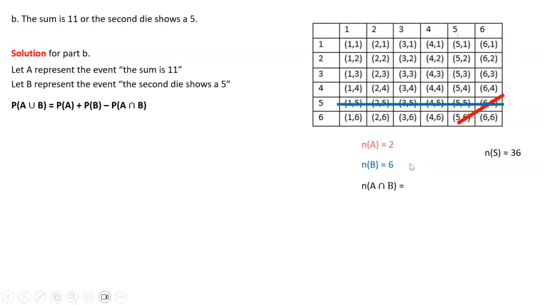Now, where do they intersect? What do they have in common? It's going to be right there. It's only one of them, so it'll be 1. Let's put it into the formula. 2 over 36 plus 6 over 36 minus 1 over 36 will give us 7 over 36. That's your result.